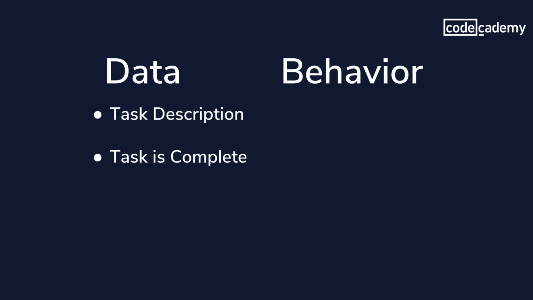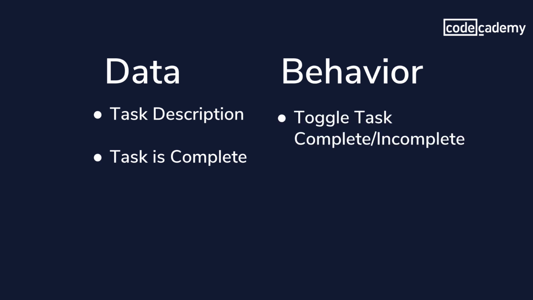In our to-do list program, we can toggle whether or not a task is complete. So we can toggle a task as complete or incomplete. So in this case, we have two pieces of data and one behavior. This data and behavior makes up the core of what our program will do.